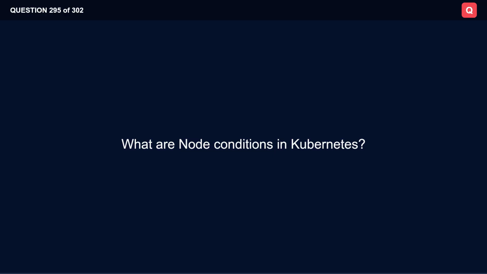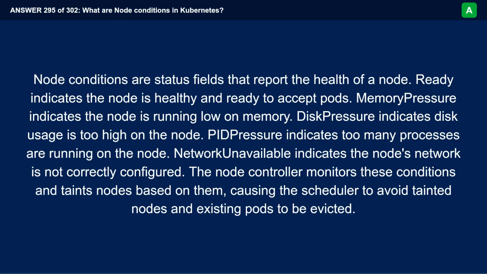What are node conditions in Kubernetes? Node conditions are status fields that report the health of a node. Ready indicates the node is healthy and ready to accept pods. Memory pressure indicates the node is running low on memory. Disk pressure indicates disk usage is too high on the node. PID pressure indicates too many processes are running on the node. Network unavailable indicates the node's network is not correctly configured.